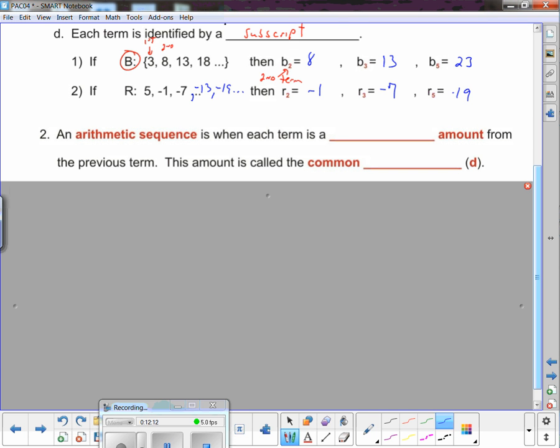Okay, so number 2. Here's how you distinguish whether a sequence is indeed an arithmetic sequence. An arithmetic sequence is when each term is a constant amount from the previous term. Now, for those of you that might struggle with the word constant, above it I'll put a parentheses. And if you want, instead of the word constant, you can put the words the same.